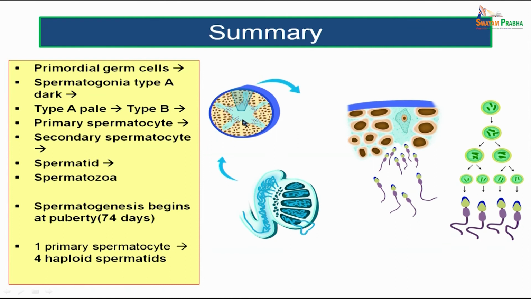We can see the different stages here. This is a cut section of a testis, divided into lobules. We can see many seminiferous tubules. This is a cut section of a seminiferous tubule with Sertoli cells and the different stages of spermatogonia. Again, this is the Sertoli cell with different stages, and finally the sperms are liberated into the lumen of the seminiferous tubule. These are the spermatids, and these spermatids will undergo a maturation process known as spermiogenesis in order to form mature sperm.